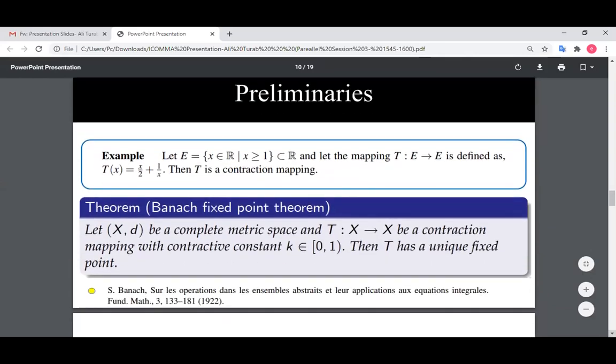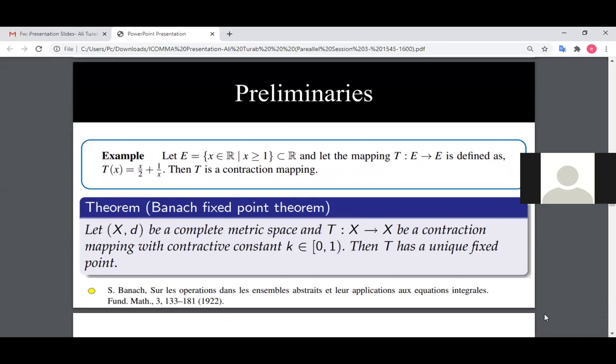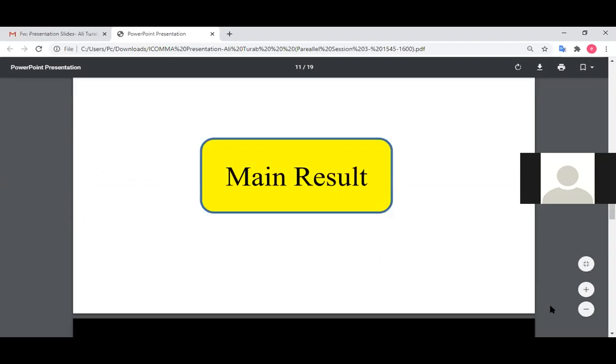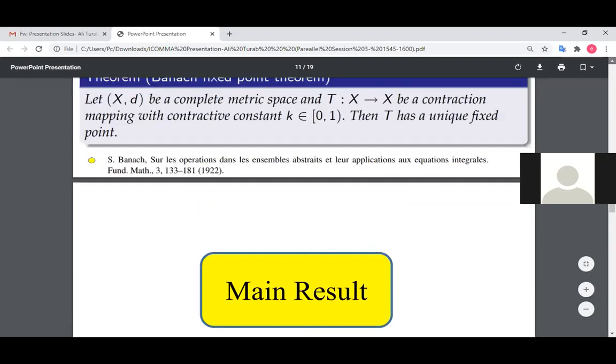Then we have an example. We have E in R, and a self-mapping from E to E defined as x over 2 plus 1 over x. We can see that with the usual metric, T is a contraction mapping. It satisfies the contraction condition with contractive coefficient 1 over 2.